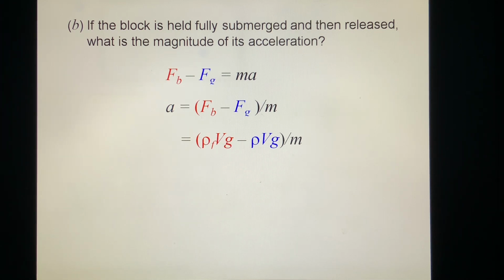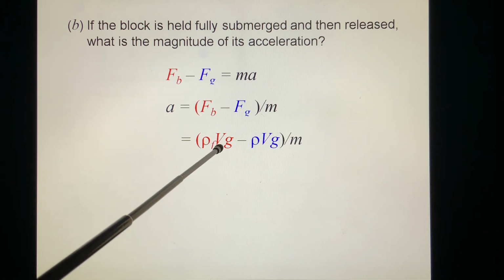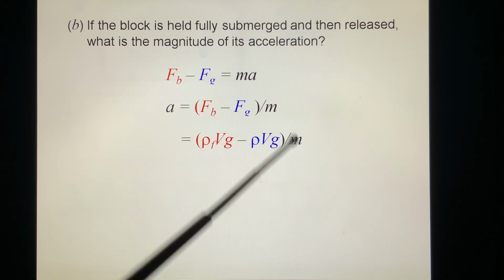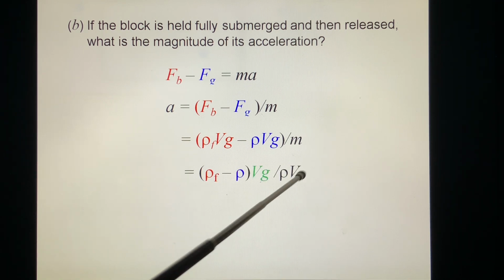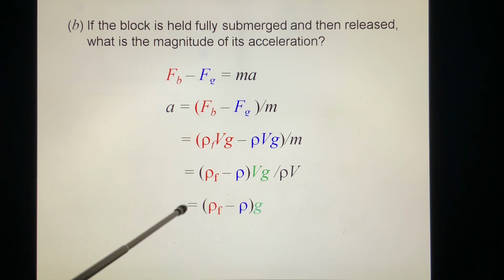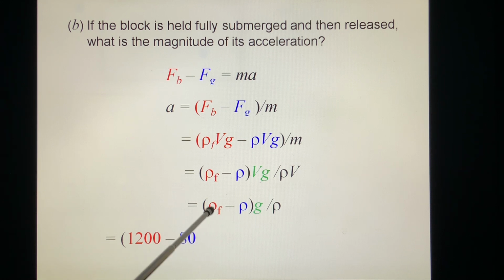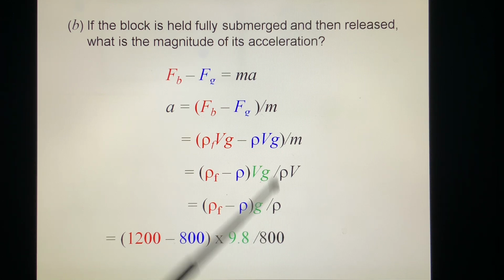Then we find the acceleration. We don't know m, and we don't know V, but we know m equals rho V. So the V cancels out. We have everything. We put in 1200, this is 800, this is 9.8, and this rho is 800. And we found it: it's 4.9 meters per second squared.